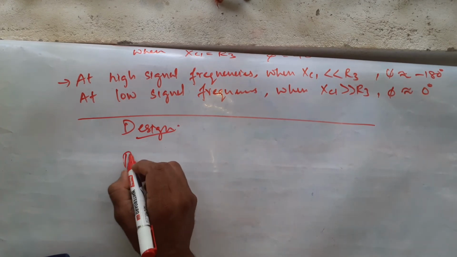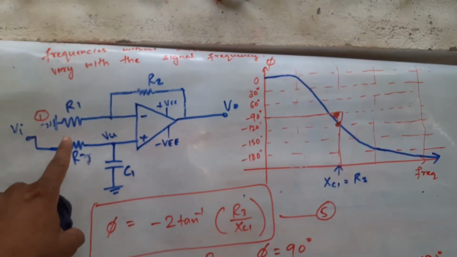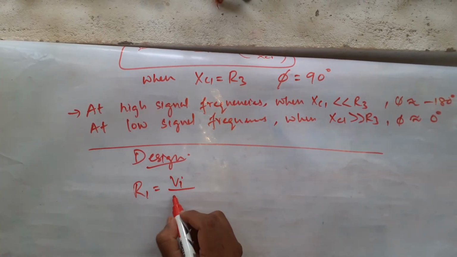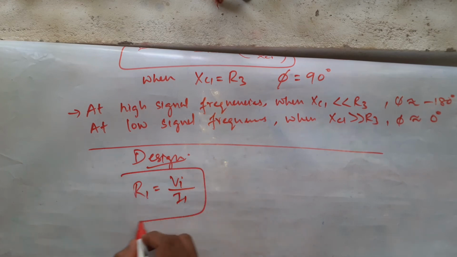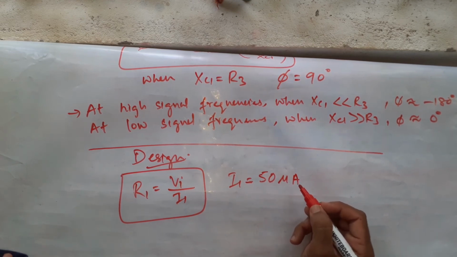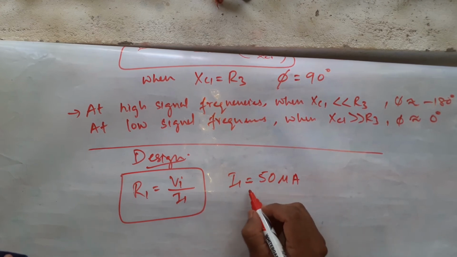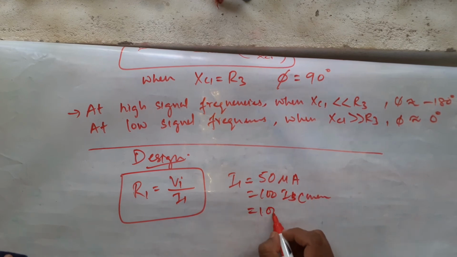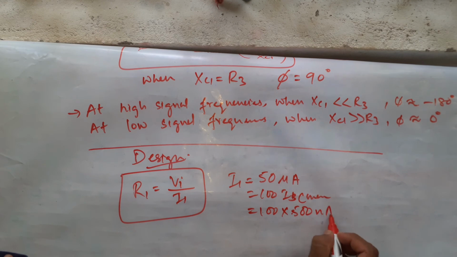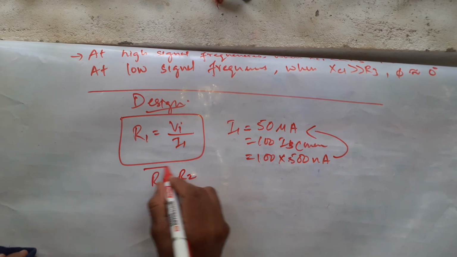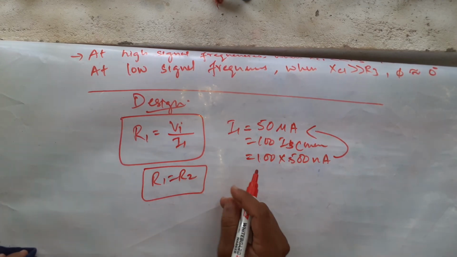Design, we find R1. What is R1? Yes, R1 will be applied input voltage by I1, right? Then what is I1? 50 microamperes. How does this become? This is nothing but 100 times IB max, which is 100 into 500 nano, which will give you 50 micro. Then we have R1 equal to R2. We have assumed this already.